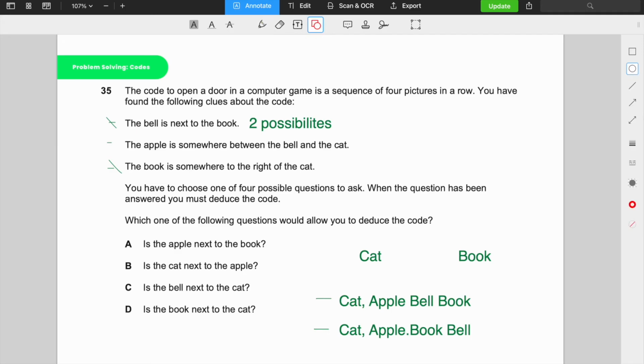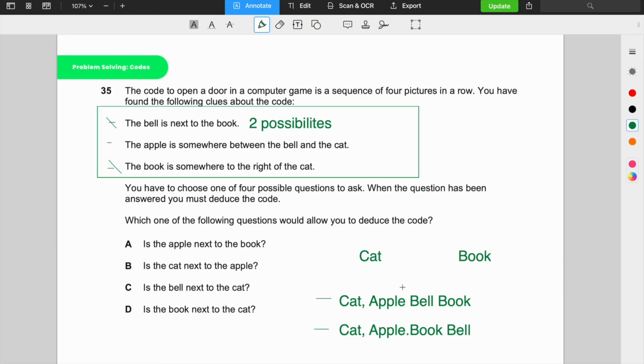So there's 2 possible combinations of the code based on these 3 rules so far, right? These 3 rules have basically led us to these 2 possible combinations. Now, we want to work out which combination is correct. Is it this one or is it this one? Now, what's the difference between these 2 combinations? Because we want to work out which question to ask to know for sure what the code is.